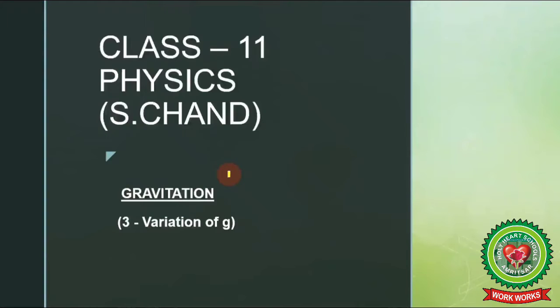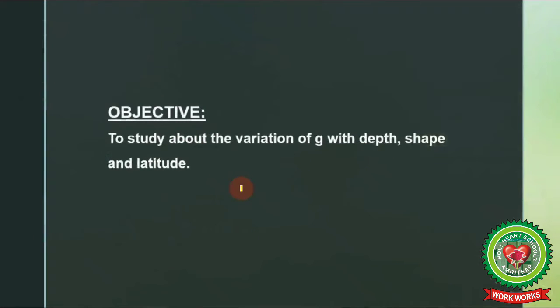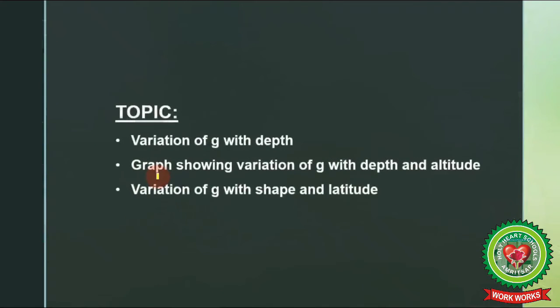Hello students, today we are going to start another topic of our chapter gravitation. The objective of today's topic is to study about the variation of g with depth, shape and latitude, under which we are going to discuss about variation of g with depth, graph showing variation of g with depth and altitude, and variation of g with shape and latitude.